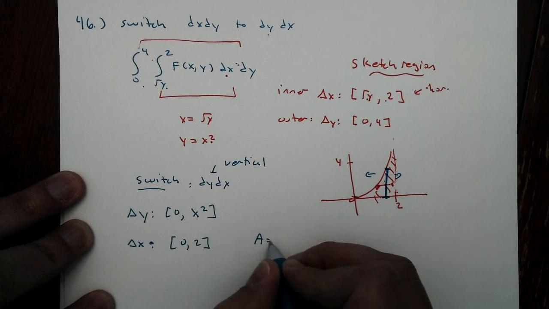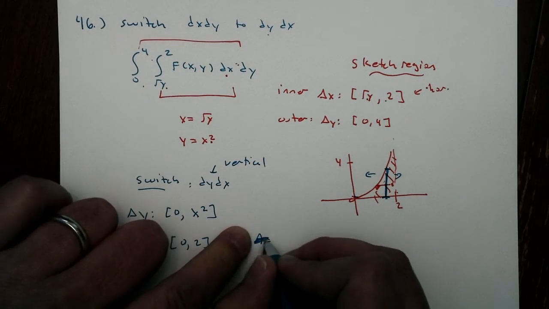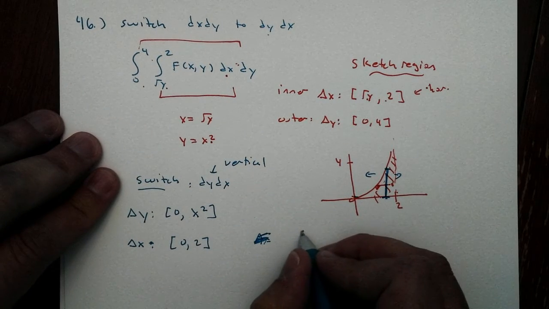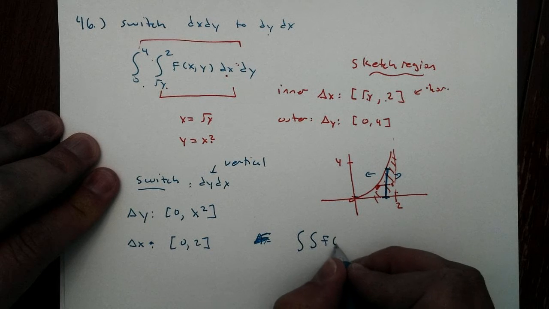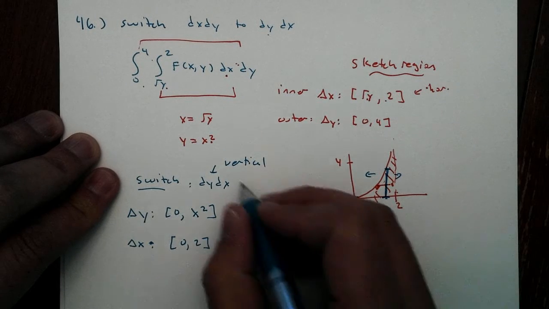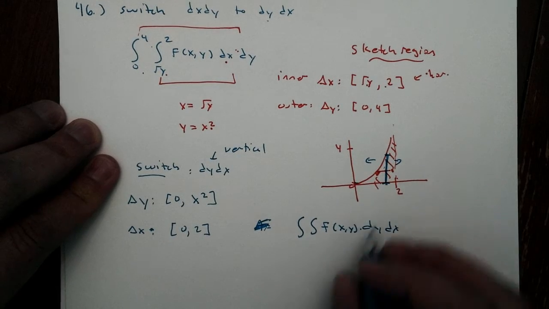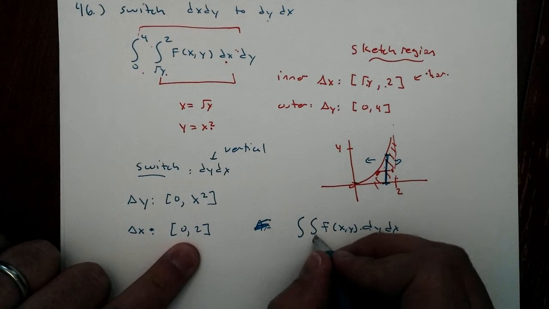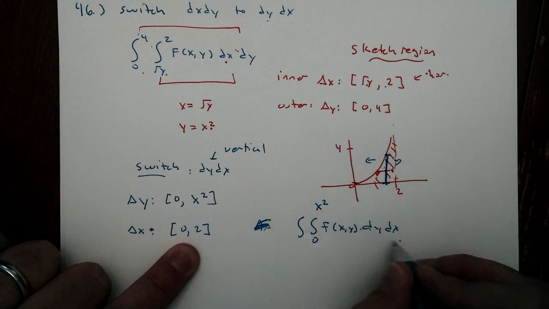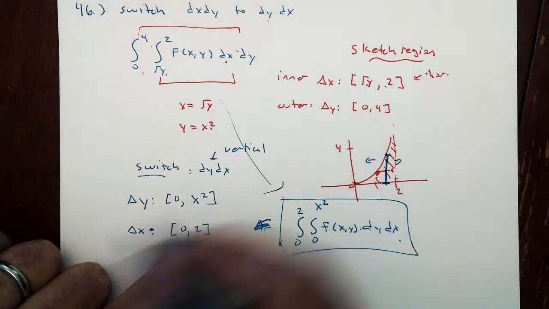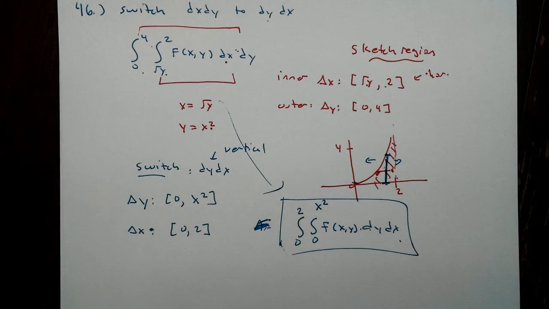So now I can write my new equation. I don't want to say area, because that's not an area. This is a volume it comes out to be. In this case right here, we'll have this f of xy. But this time it's going to be dy dx. The change in y's we said was 0 to x squared, and the change in x's are 0 to 2. And these would be exactly the same. We just switched the variables around.